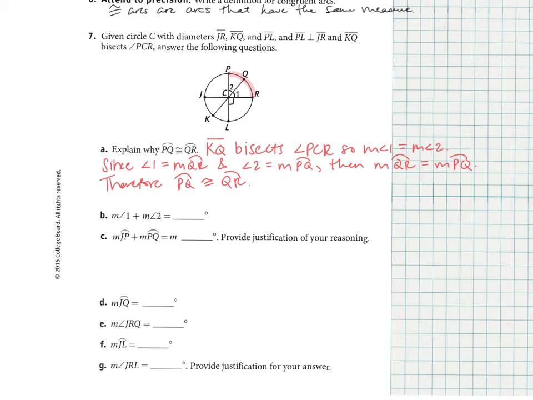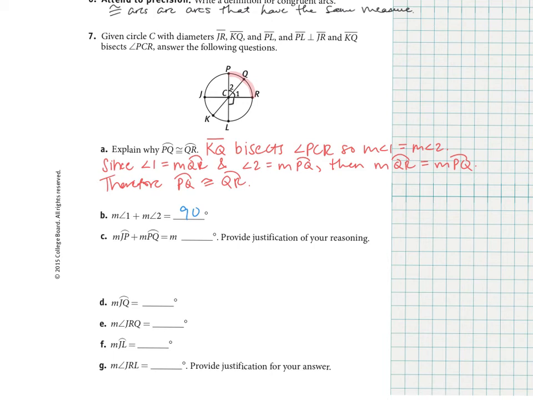Let's move forward. So now it's asking us to add together the measures of angle 1 and angle 2. So remember, we know that JR and PL intersect each other at a 90-degree angle. So we know when we add angle 1 and 2, that is going to be 90 degrees. So remember, that's 90 degrees as well. All right, let's keep going.